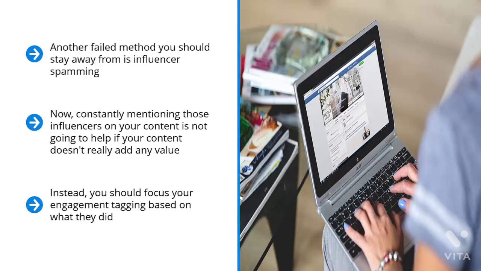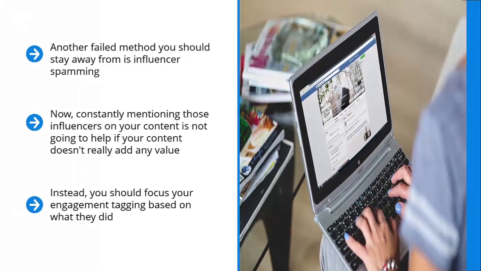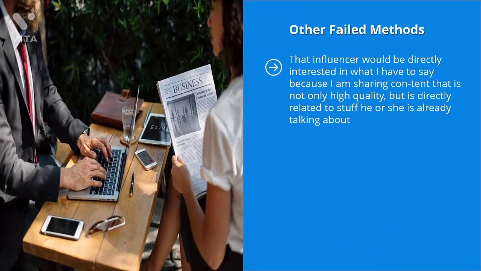Instead, you should focus your engagement tagging based on what they did. For example, if an influencer was talking about recent trends in athletic shoes, then that person would be fair game for an article I post regarding the latest trends in athletic shoes and what they mean in terms of the bottom line of large footwear apparel companies. That influencer would be directly interested in what I have to say because I'm sharing content that is not only high quality, but is directly related to stuff he or she is already talking about. Do you see the specificity here? Do you see the direct link?